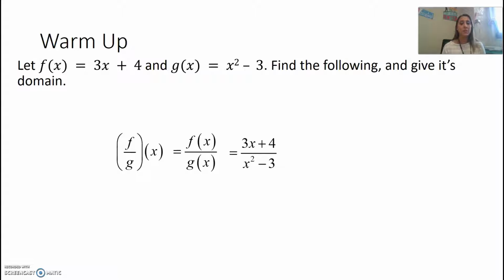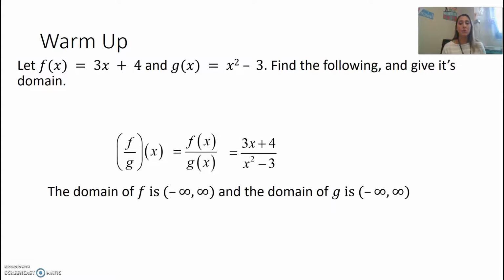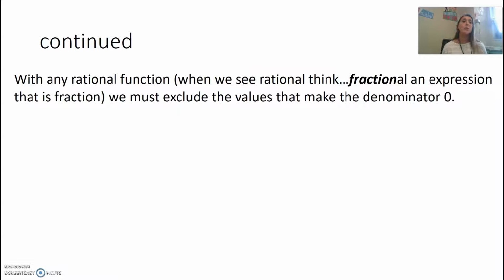Now to talk about the domain. The domain of this is going to be a little bit crazy. The domain of f is negative infinity to infinity, and the domain of g is negative infinity to infinity, because we've got a quadratic and we've got a linear. So we know what those are, but with any rational function, and when we see that word rational, we should think fractional. A fraction is an expression that is a fraction. Then we must exclude the values that make the denominator 0, right? Because friends don't let friends divide by 0.